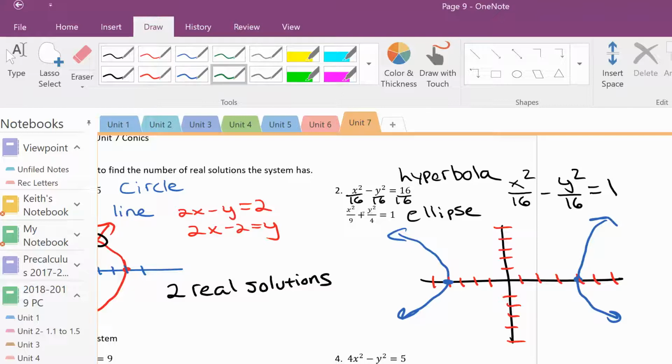For the ellipse, this is a horizontal ellipse. So you're going to go over 3, up 2, and you draw your ellipse. And you see how many times it intersects. Well, you notice it does not intersect. So if it does not intersect, that means there is no real solution.